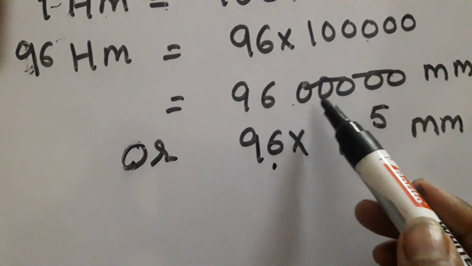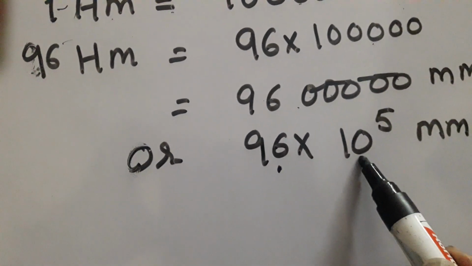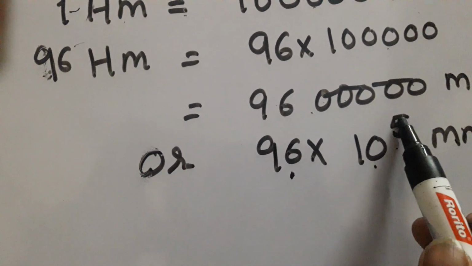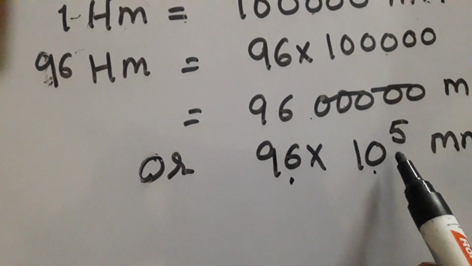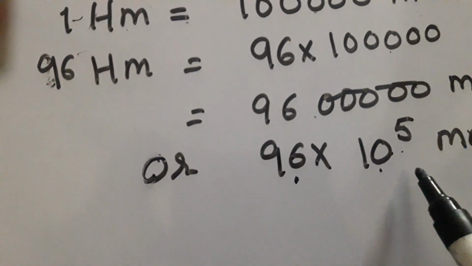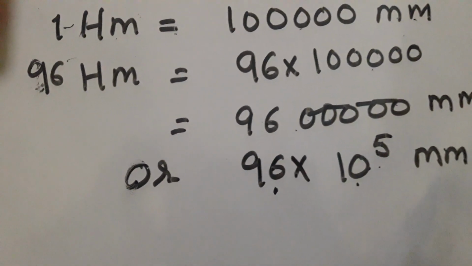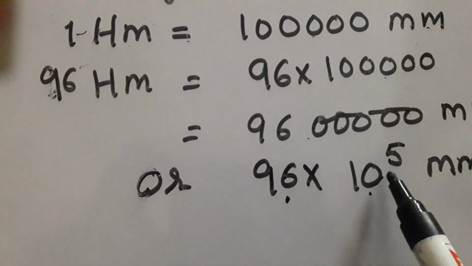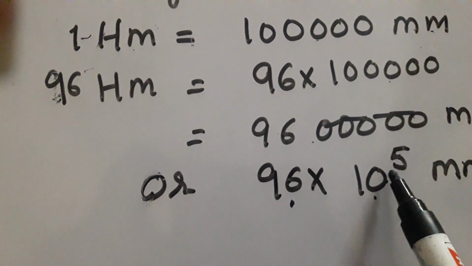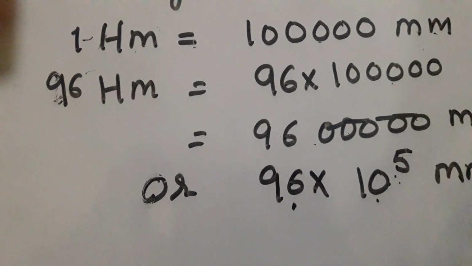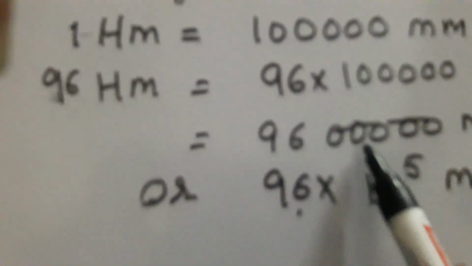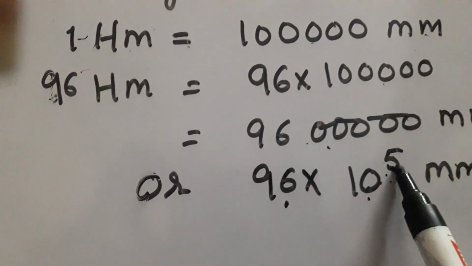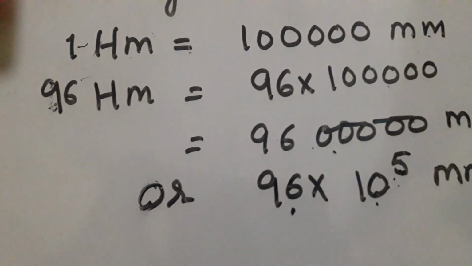One more thing we can do, we can write it like this also. 96 and how many zeros are there? 5. 10 to the power 5. When we multiply, this exponent is always written like this, and when we divide, I will explain later what will be the difference. Here we will put a minus when we divide, that I will tell you afterwards. Here 5 zeros are there, that is why 10 to the power 5. Understood?